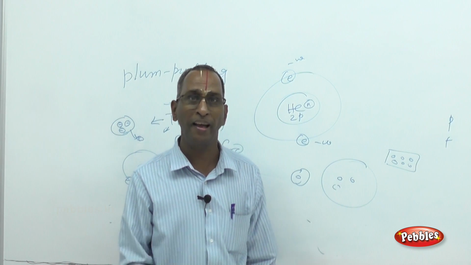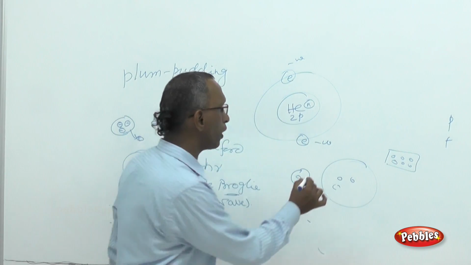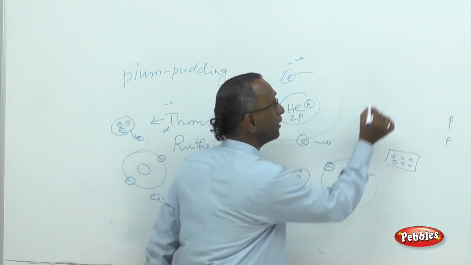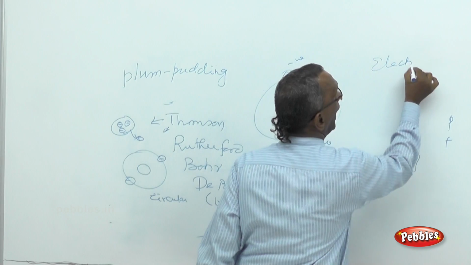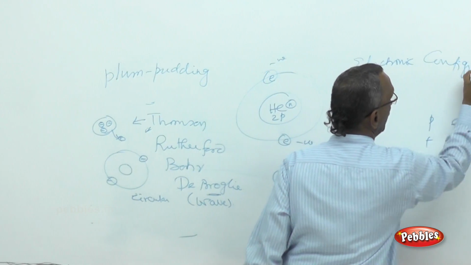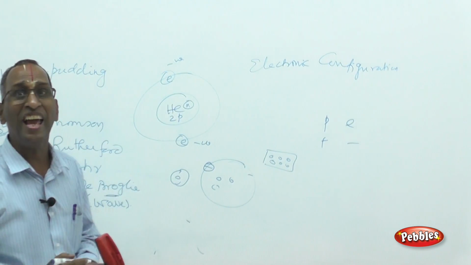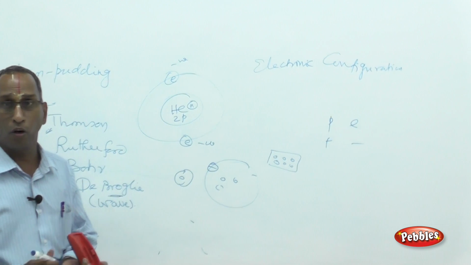Once again you will see the comparative accounts of different models and how the electrons are arranged in an atom, which is given by what is called electronic configuration. Lastly, we will see this in detail. Electronic configuration is the arrangement of electrons in the atom outside the nucleus.